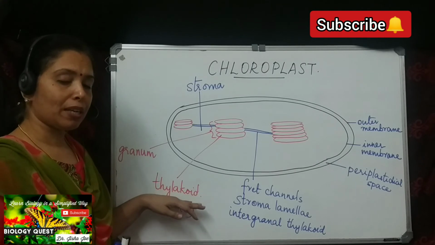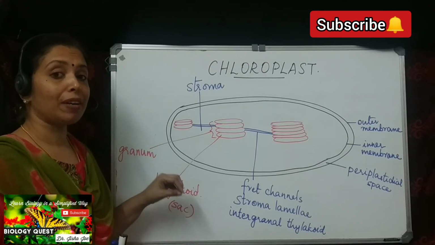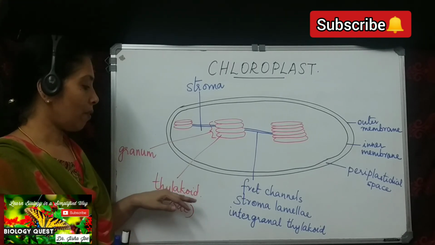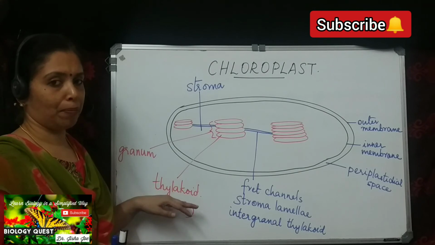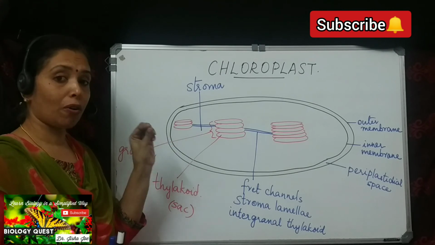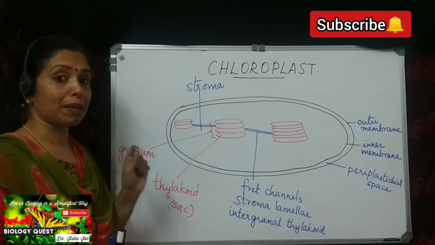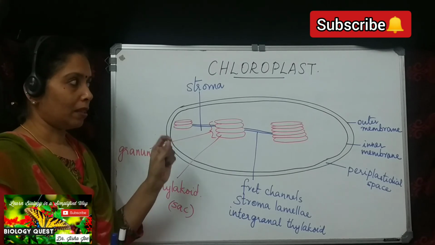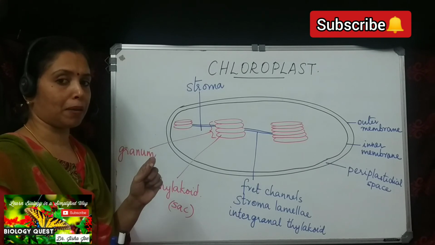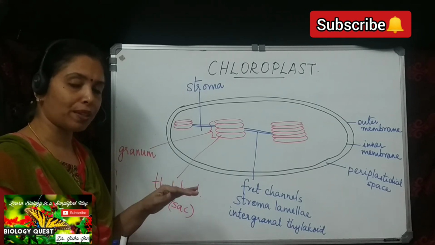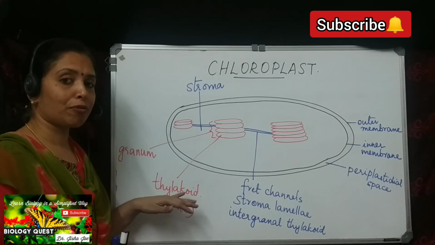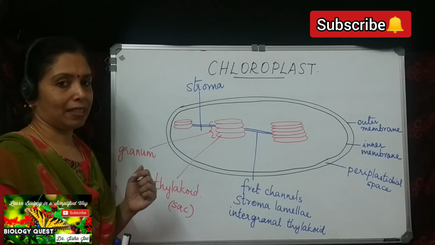The membrane of the thylakoid is the site of light reaction. The light dependent phase of photosynthesis takes place on the thylakoid membrane, the wall of the thylakoid. It is because the chlorophyll pigments are present on the walls of the thylakoids. The green color of the chloroplast, as we have already seen, is due to the presence of chlorophyll pigment, and these pigments are present on the walls of the thylakoids. And we have already seen the function of chlorophyll. It is to trap the light energy.